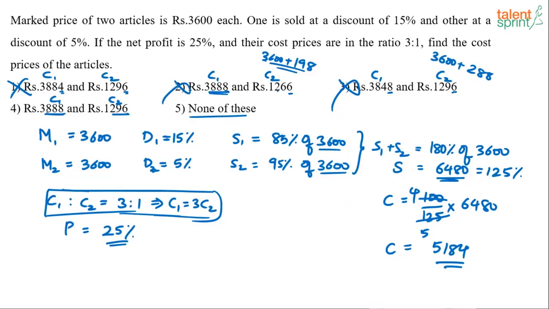Add 3888 plus 1296. So 3800 plus 1200 is 5000. 88 and 96 is 184. 5184. Yes, option 4 is the answer. Or now that you have done all these steps, anyway, you can divide 5184 in this ratio, 3:1 ratio, you get option 4.